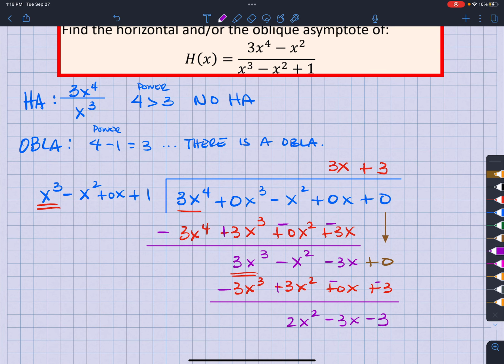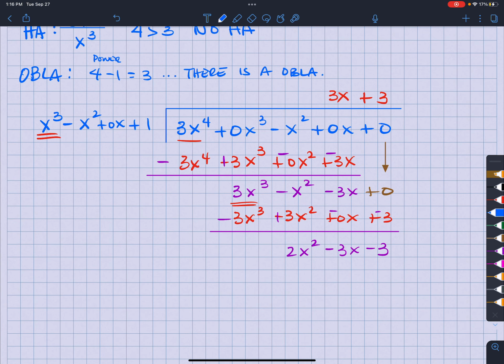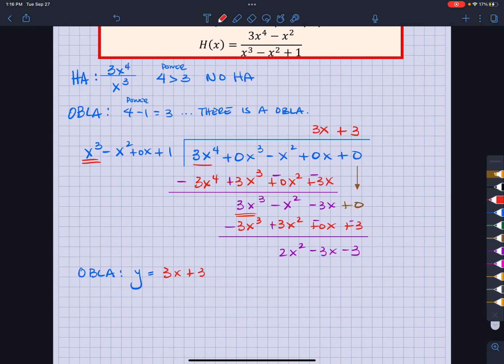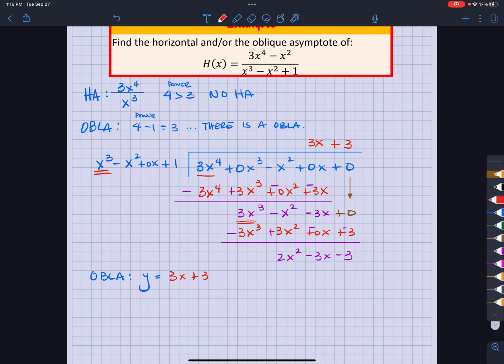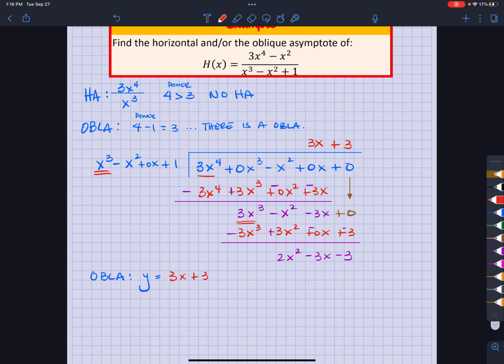Okay? So my oblique asymptote is going to be at y equals 3x plus 3. All right? So that is where the oblique asymptote is going to be. So no horizontal, but there is oblique.